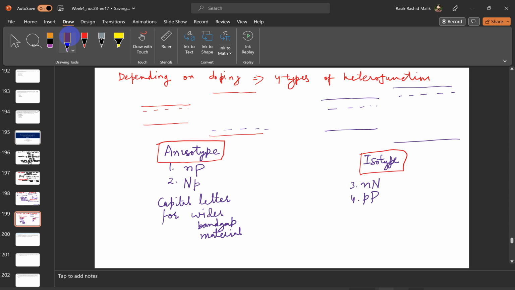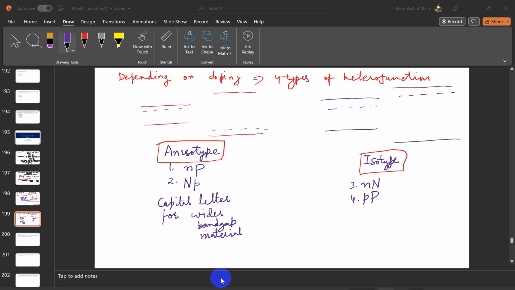Say we will take one of the cases, an anisotype case, where one side of the junction will be n type and the other side of the junction will be p type. Say we will consider the case that I have drawn here, and we will try to write the band diagram. So this way we can have the four types of heterojunctions, two in the anisotype and two in the isotype.